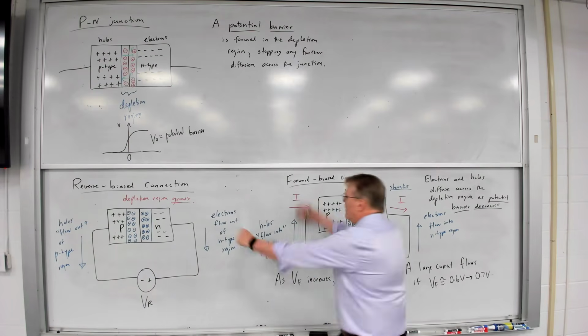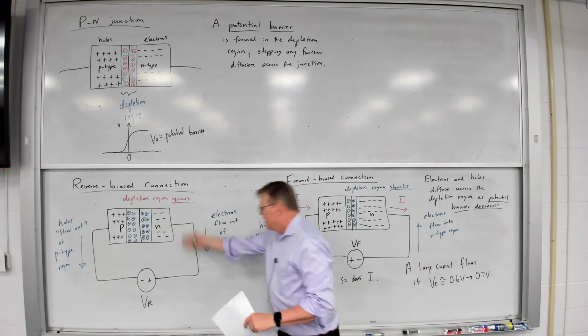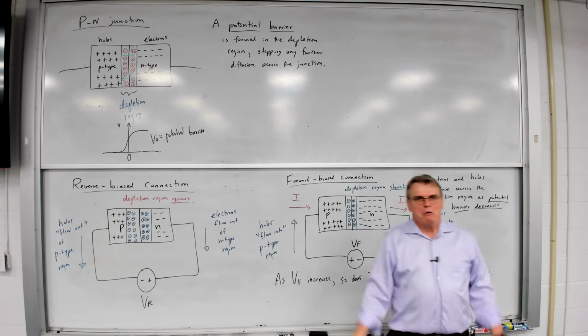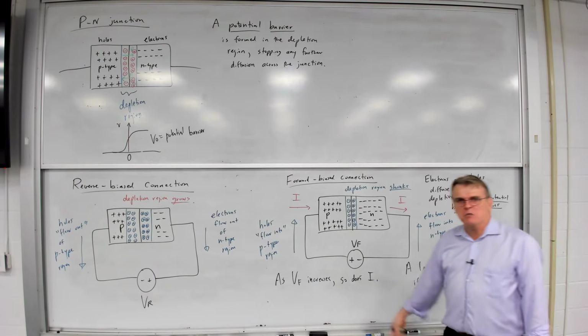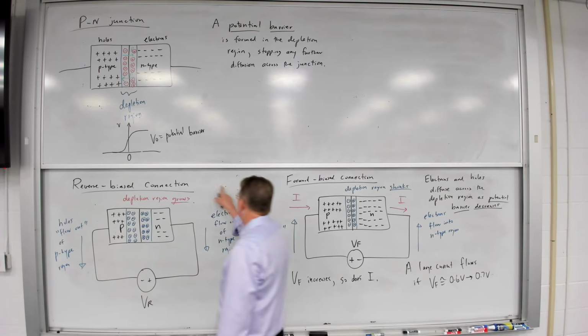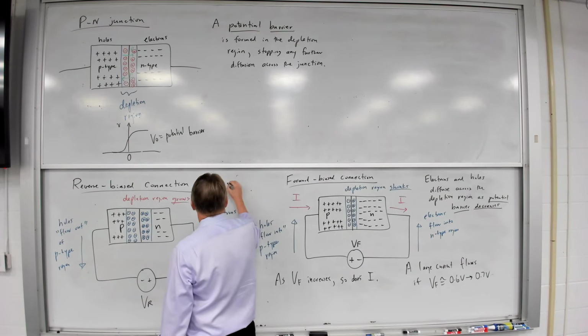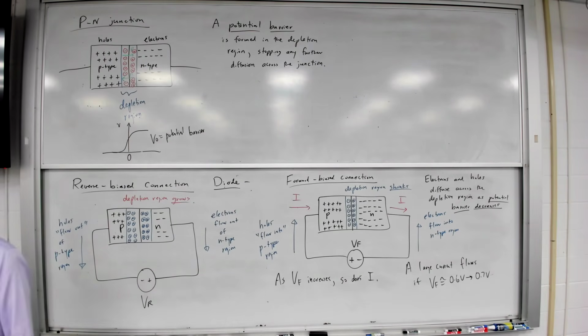So what does this act like? In reverse bias, current is essentially zero, except for minority carriers. Very, very tiny. In forward bias, we can have huge amounts of current flow. So this acts like a diode. And we used that word last time. What is a diode? A diode is a two-terminal device that only allows current to flow in one direction.